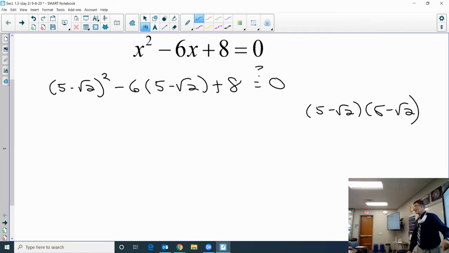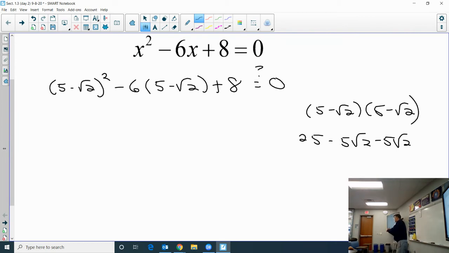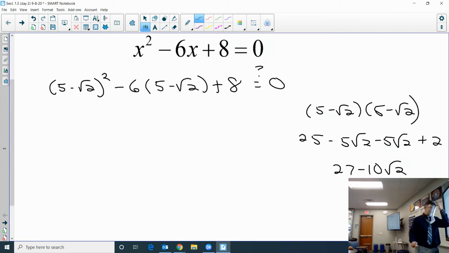FOIL, first, outer, inner, last. 5 times 5 is 25. Okay, 5 times negative square root of 2. You cannot multiply a number outside by a number inside. The only way you can represent that is minus 5 square root of 2. Negative square root of 2 times 5 gives me the same thing. And all right, what's negative square root of 2 times negative square root of 2? Positive 2. Remember, square root times square root just leaves you that number. If I simplify that, I get 27 minus 10 square root of 2.